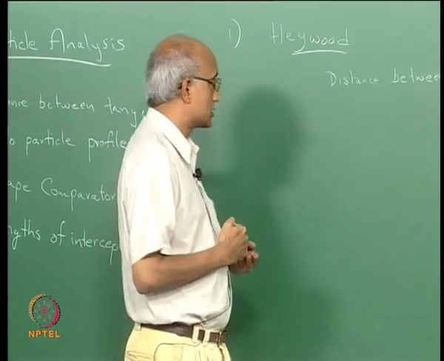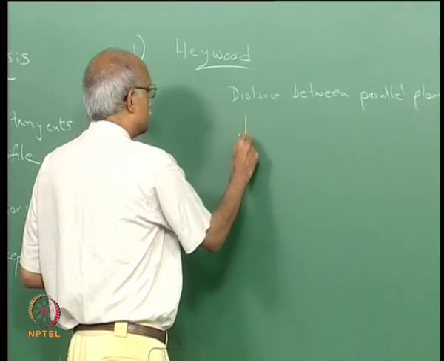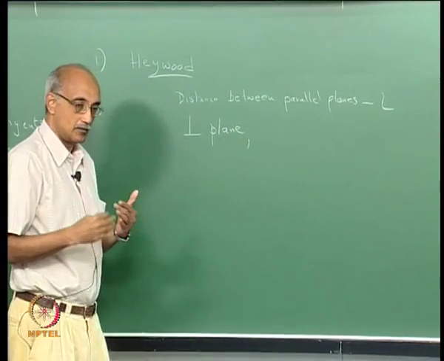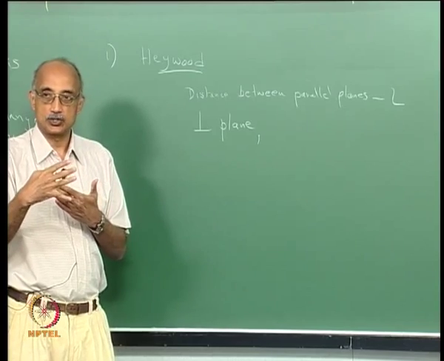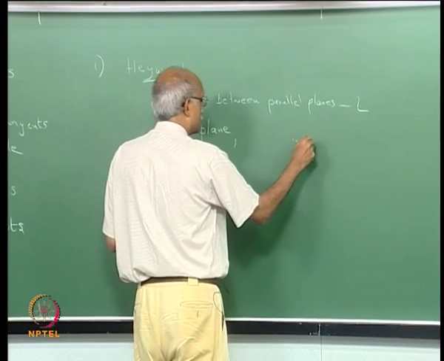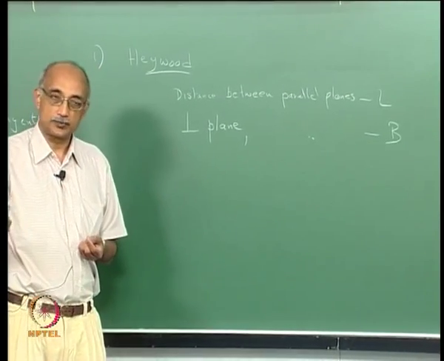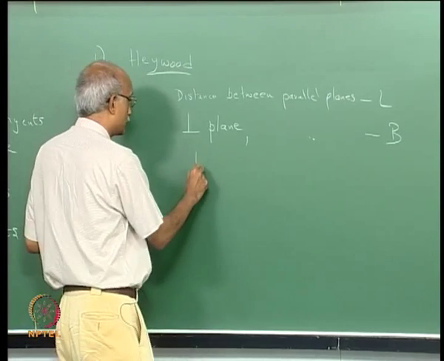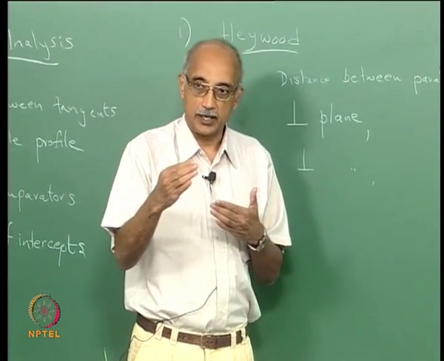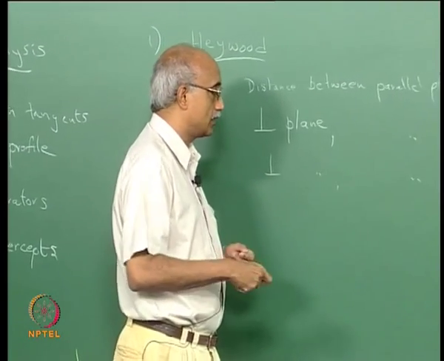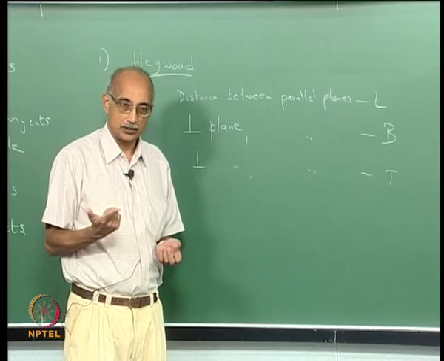Then what he did was took a plane that was perpendicular to this plane, and again measured the distance between tangents that were parallel to the contour in this perpendicular plane, and he called that B. And then he took a third plane which was perpendicular to both the first and second, and again he drew tangents to the profile of the particle in this plane and measured the distance between the tangents, and he called that T. So this L, B and T obviously represent length, breadth and thickness.